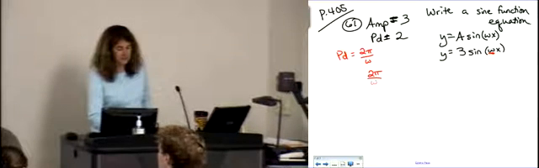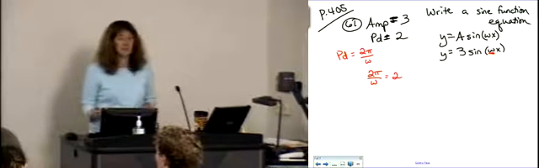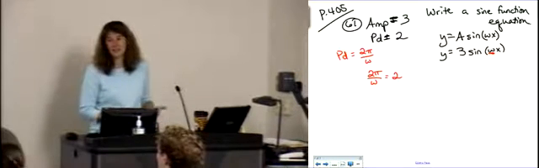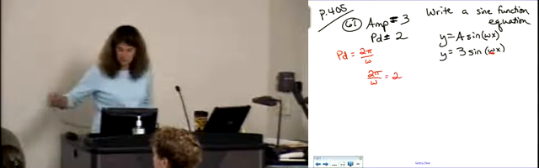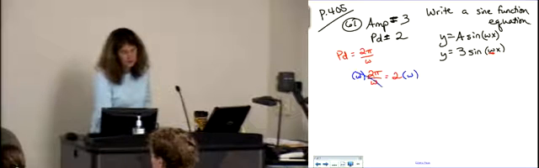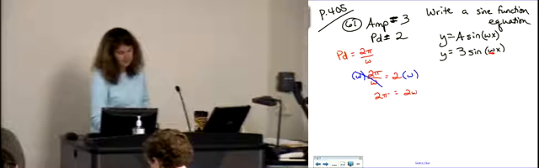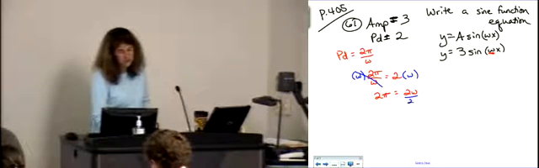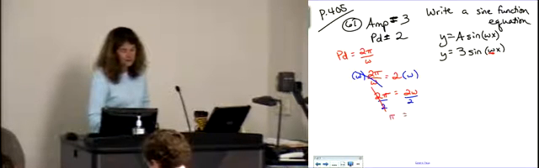If period's 2 pi over omega, then it has to be equal to 2, right? That allows me to solve for omega to get it for my equation over there. So I would multiply both sides by omega. Those cancel. So I get 2 pi equals 2 omega. Now I would divide both sides by 2. Those cancel, so I get pi equals omega.